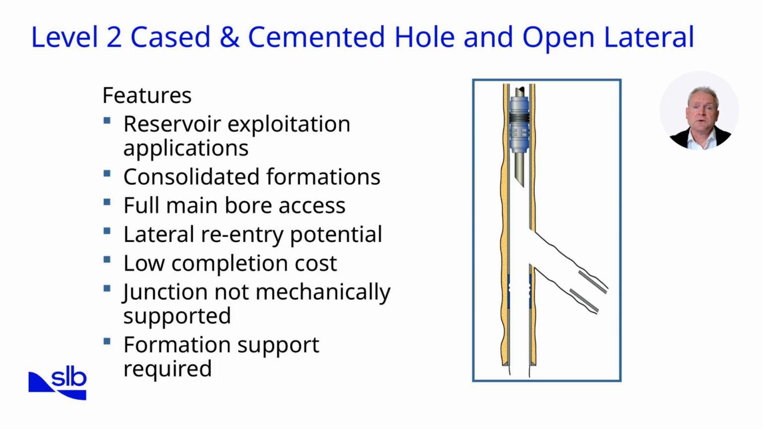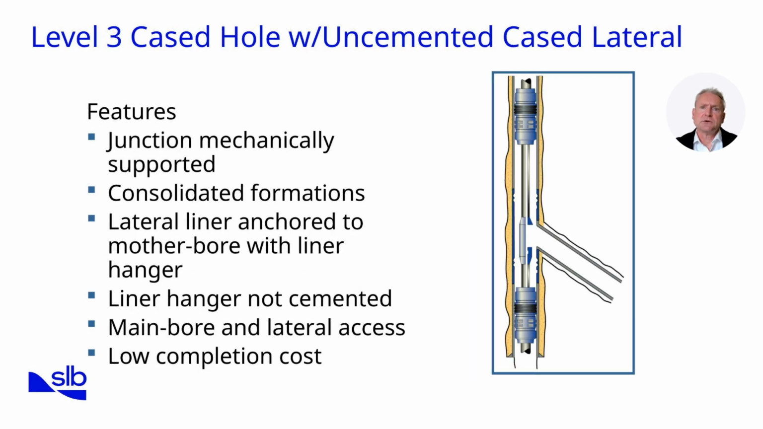From here, we'll progress to Level 3, where the lateral itself is cased. Level 3 introduces mechanical support at the junction. In this design, the lateral is cased and anchored back into the mother bore using a liner hanger. However, that hanger is not cemented in place. This setup provides a higher degree of stability compared to levels 1 and 2. Both the main bore and the lateral can be accessed, which improves operational flexibility. The junction itself is mechanically supported, reducing the risk of collapse.